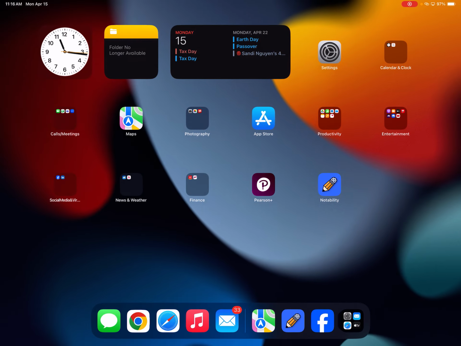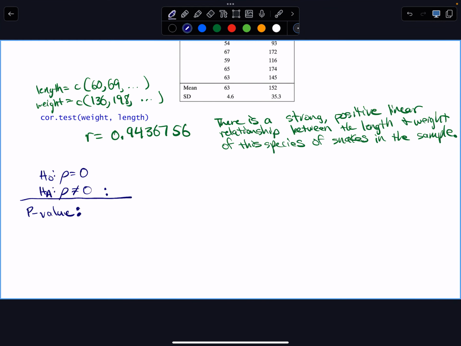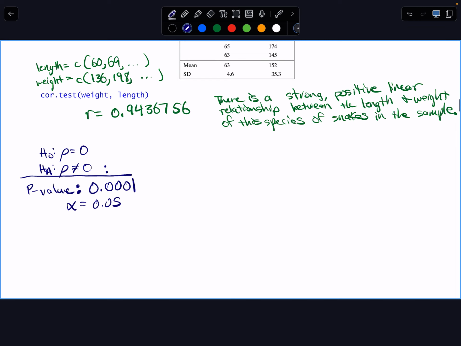Uh-oh. So my p-value is 0.0001, and my alpha was 0.05. So since my p-value was less than or equal to alpha, we reject our null hypothesis. We've gathered enough evidence, right?